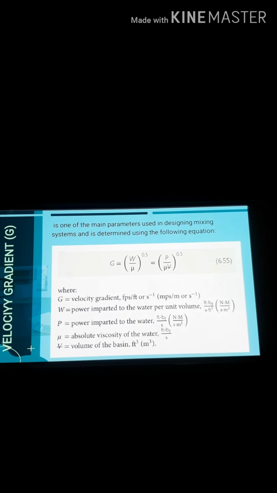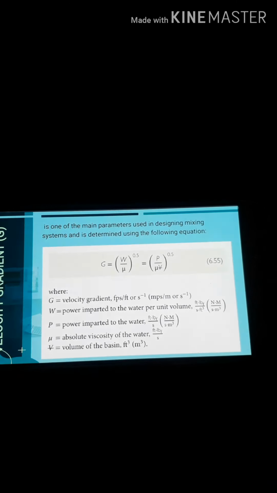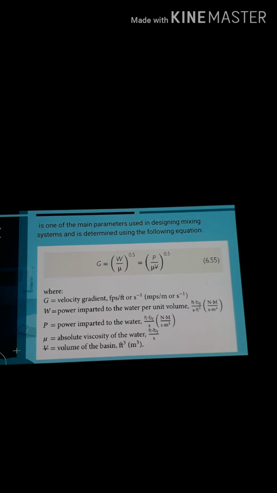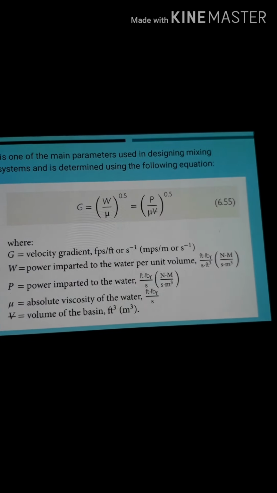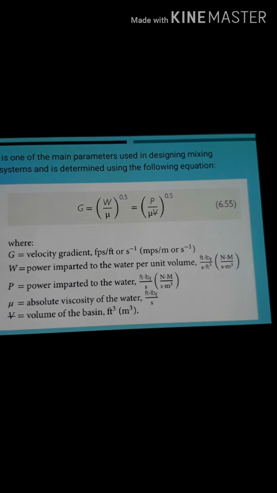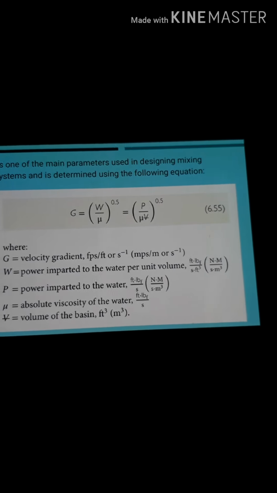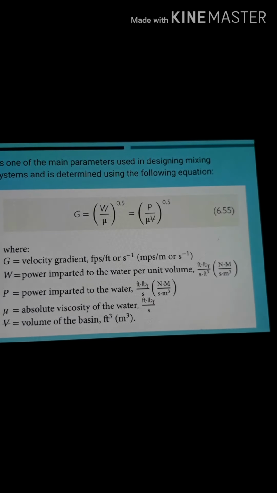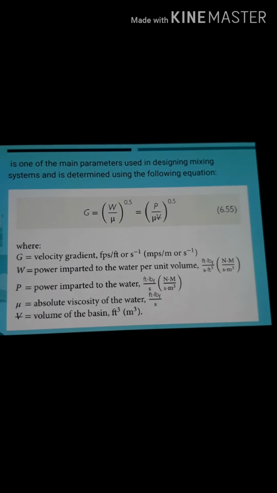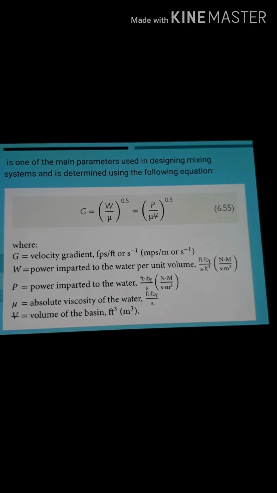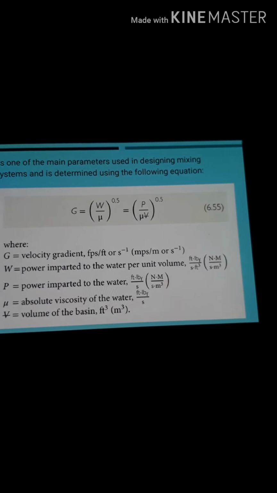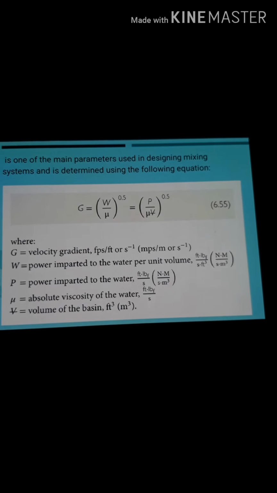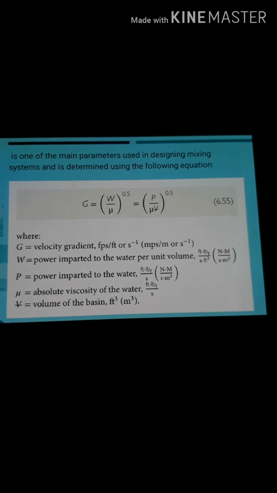The velocity gradient is one of the main parameters used in designing mixing systems and is determined using the following equation. G, or the velocity gradient, is equal to the power imparted to the water per unit volume over the absolute viscosity of water, raised to 0.5, which is also equal to the power imparted to the water over the absolute viscosity of water times the volume of the basin, raised to 0.5.